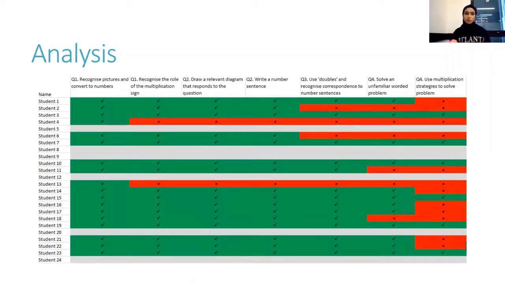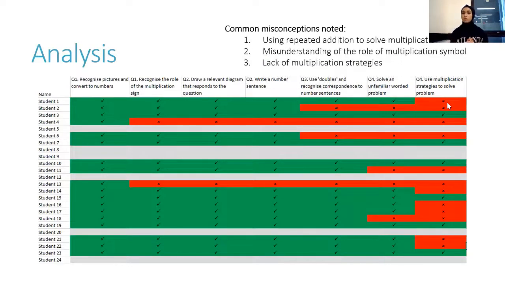This is a spreadsheet that I created to identify the students and identify the key areas that they did not understand. All students were able to recognize the picture and were able to convert them to numbers to solve really basic multiplication facts. A lot of students, however, were not able to use multiplication strategies to solve the problem, and when prompted further, they actually used repeated addition. This was probably the most common misconception held by students, where students use repeated addition to solve multiplication. Therefore, the following lessons really focused on developing those key learning areas.